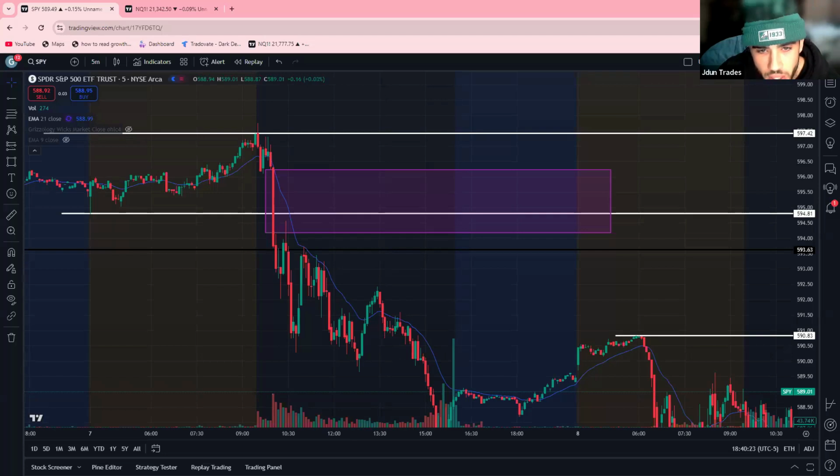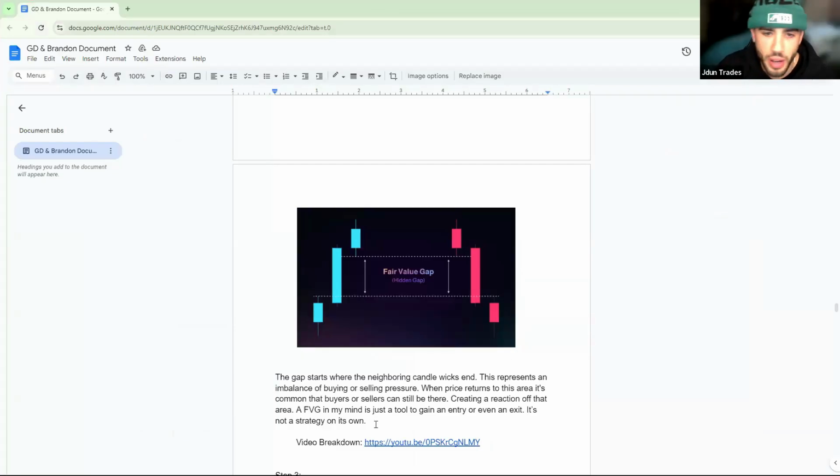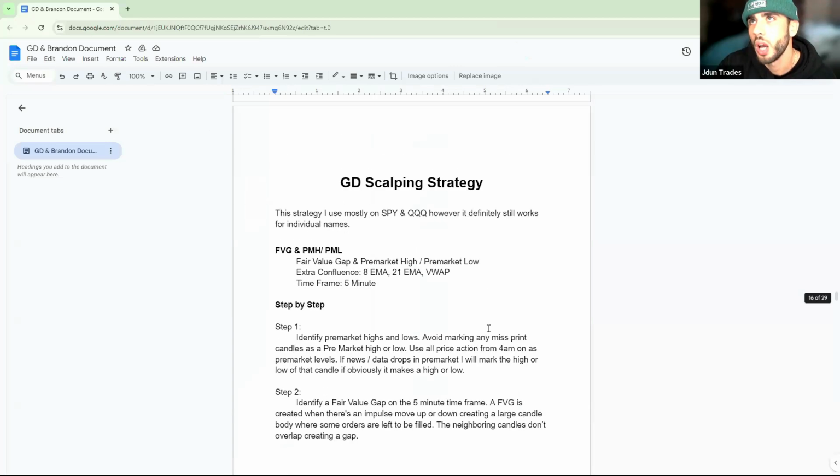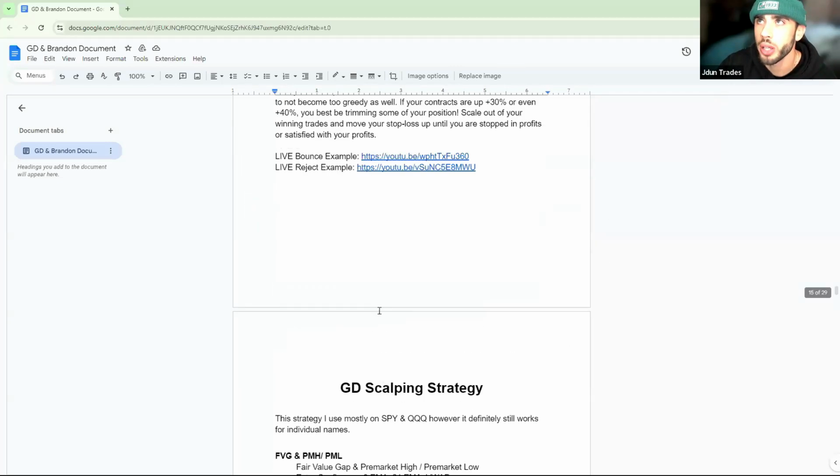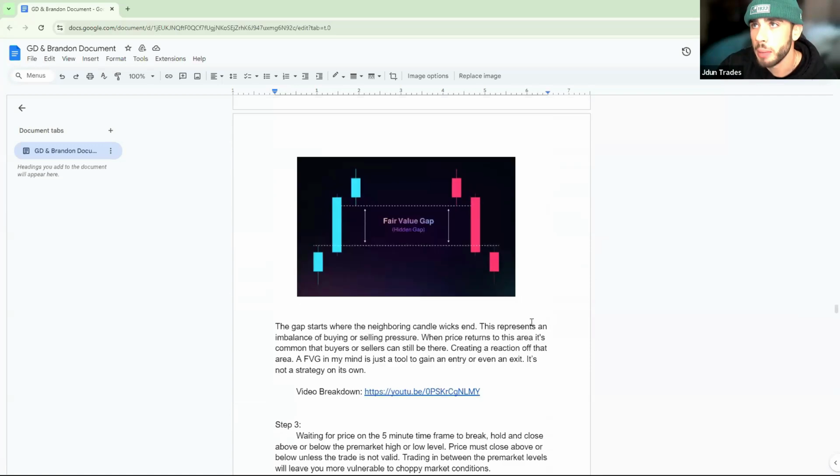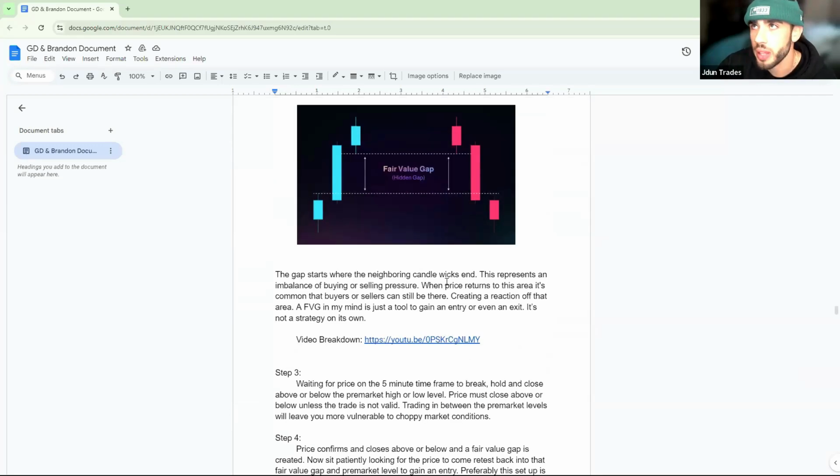Can you quickly explain a fair value gap? Absolutely. I actually might have a document that can help you. Let's see if I have anything for you. Bang. Okay, fair value gap. What is it? I actually have a large PowerPoint going through my exact strategy. The gap starts by the neighboring candle wicks' end. Typically you want to find a fair value gap within three or more candles. You can see there's a neighboring wick here on the bullish side, and a neighboring wick down here. So in this candle, there's a fair value gap.